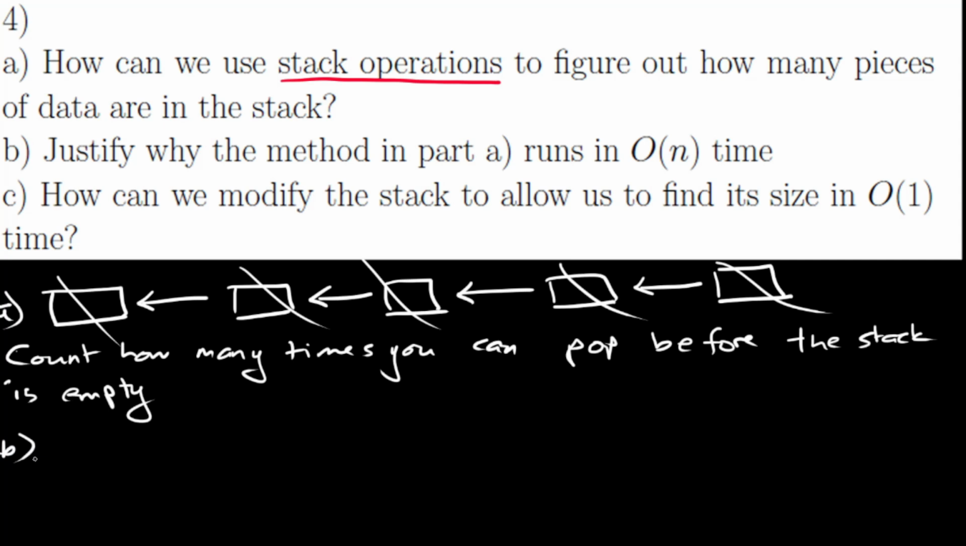So now that we have that, let's look at part B. The method we used in part A says it should be running in big O of n time. So why do you think that's the case?